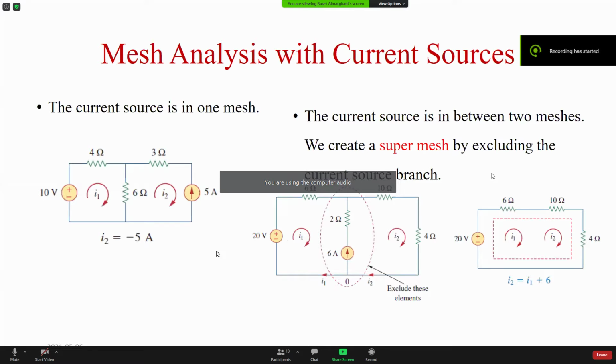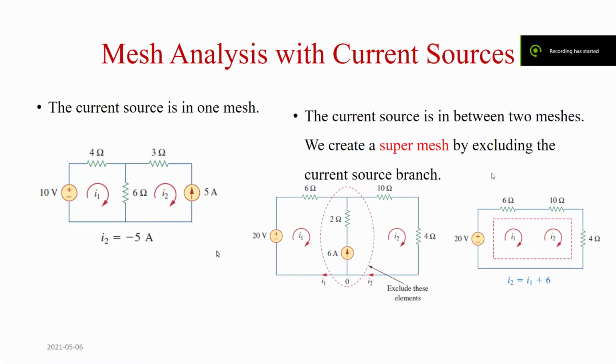First, we find how many meshes we have, then we assign those meshes currents, then we find the mesh equations using Kirchhoff's voltage law. It means the sum of the voltages in a loop equals 0. Once we find the equations, we solve them to find the mesh currents.